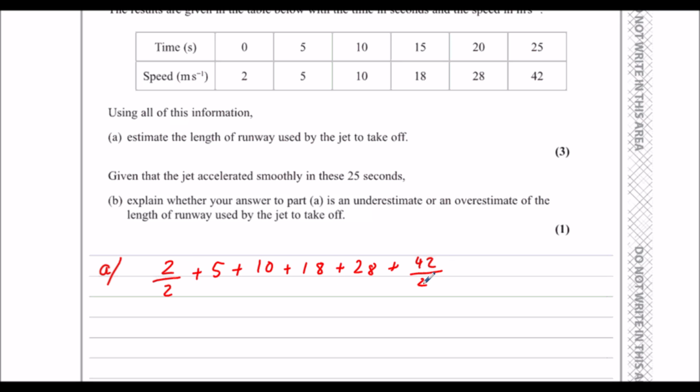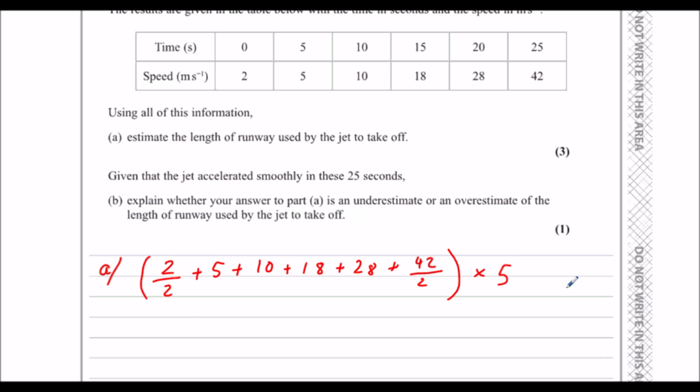So half the first one, the last one, leave the rest as they are, and multiply by the gap between each one. So it's going up by 5 every time. Our trapeziums are 5 wide. From 0 to 5 is 5. From 5 to 10 is 5. So we multiply by 5.